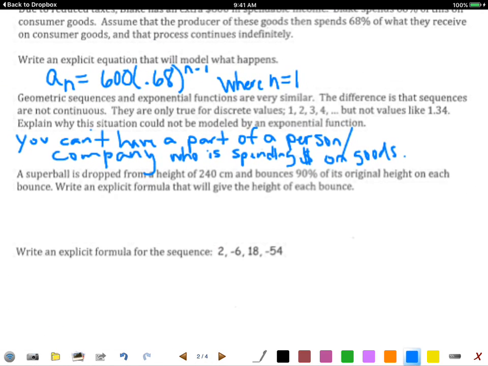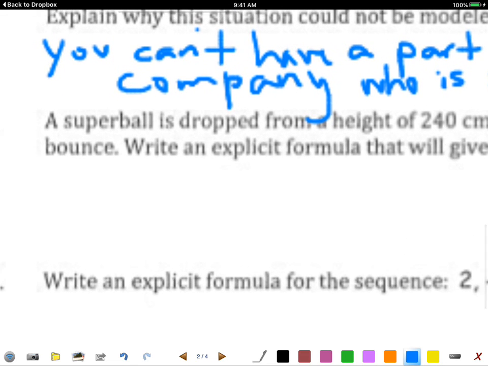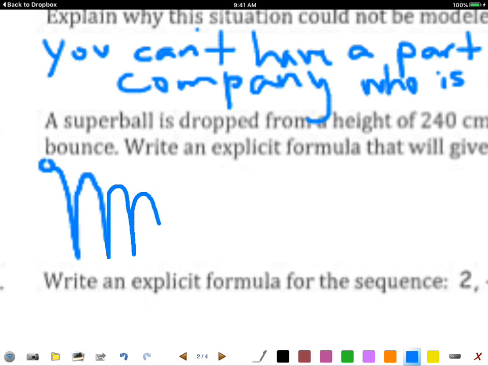Okay, we need to quickly move on to number 9. A super ball is dropped from a height of 240 centimeters and it bounces 90% of its original height. So if we were to look at this, let's say we have this ball and it drops all the way down here and then it bounces up 90%, probably about there, right? And then about 90% of that, and then about 90% of that, and it kind of looks like this, right? See what's happening? Okay. Probably shouldn't have put a little arrow there. That looks like it's going down into the ground, but that's not what I meant.